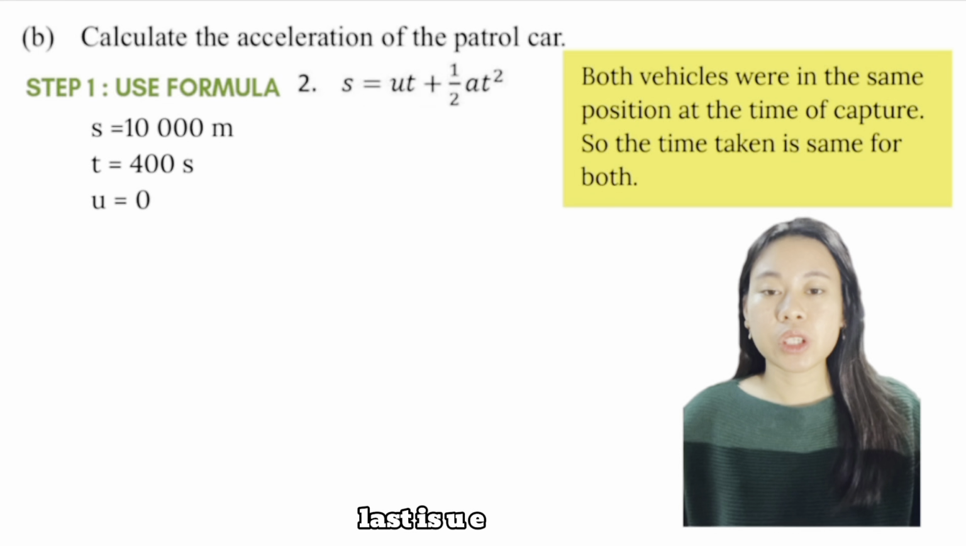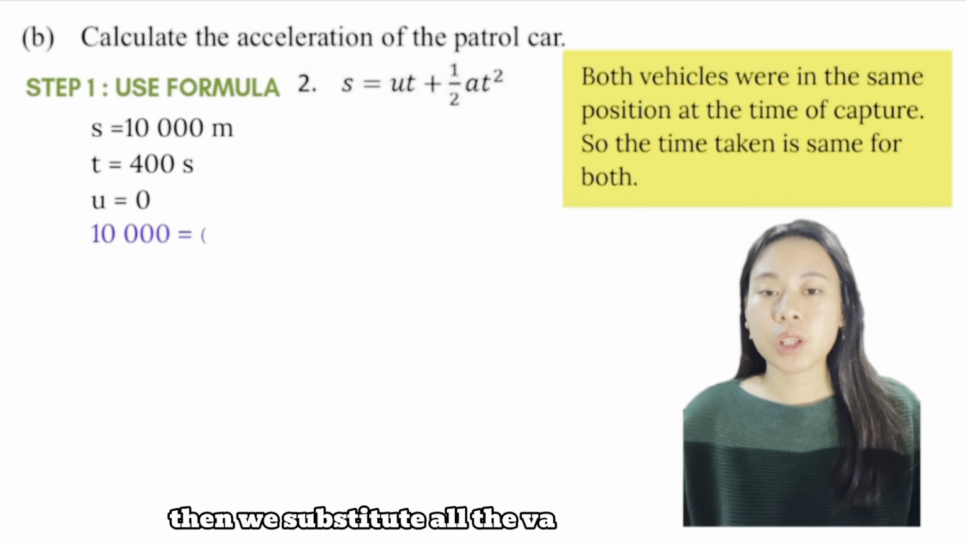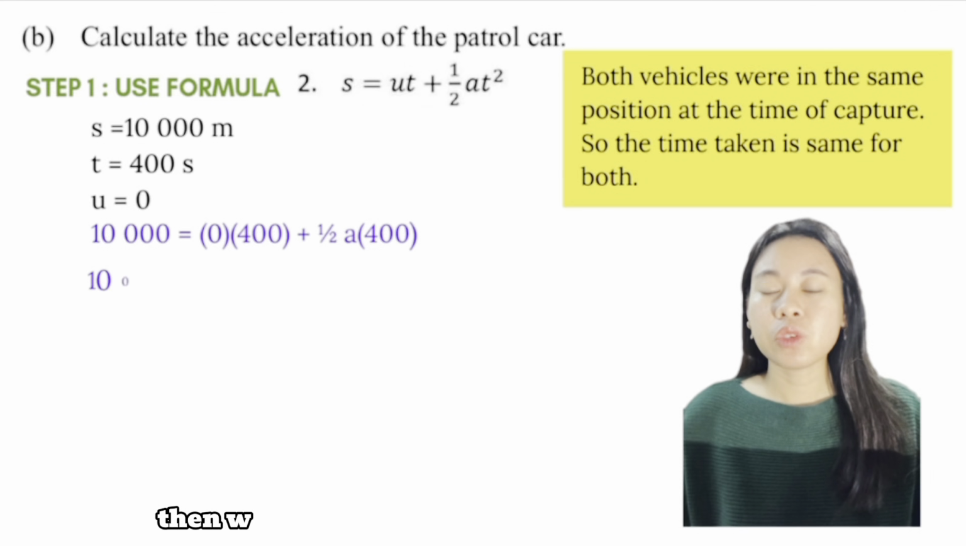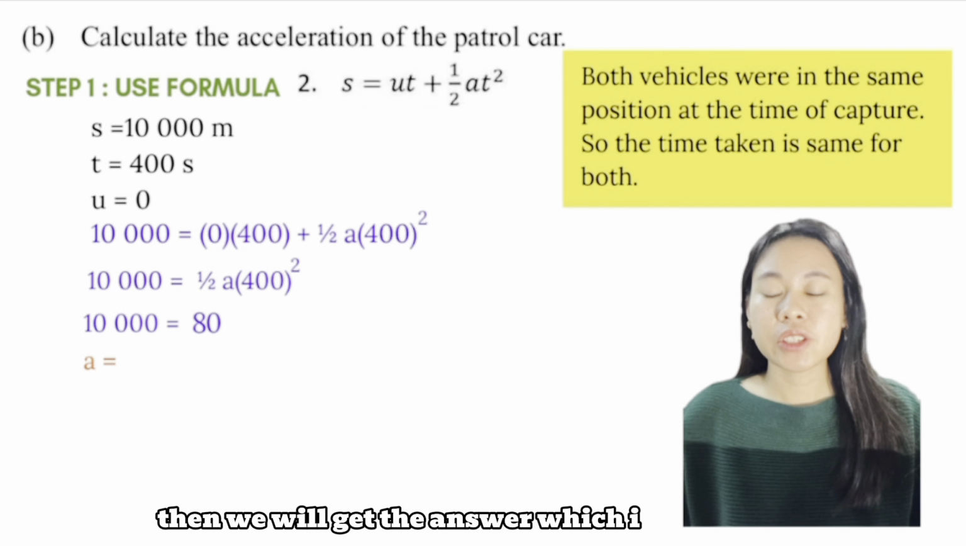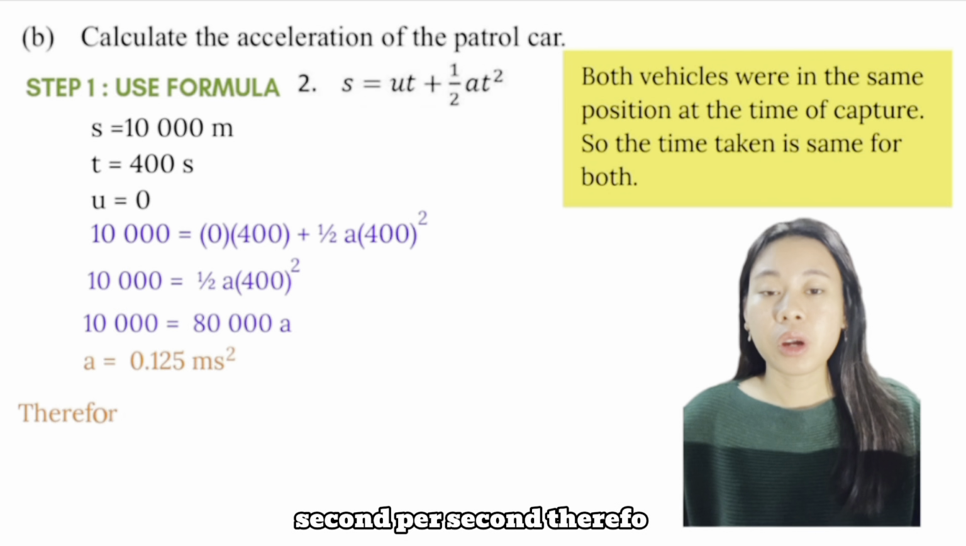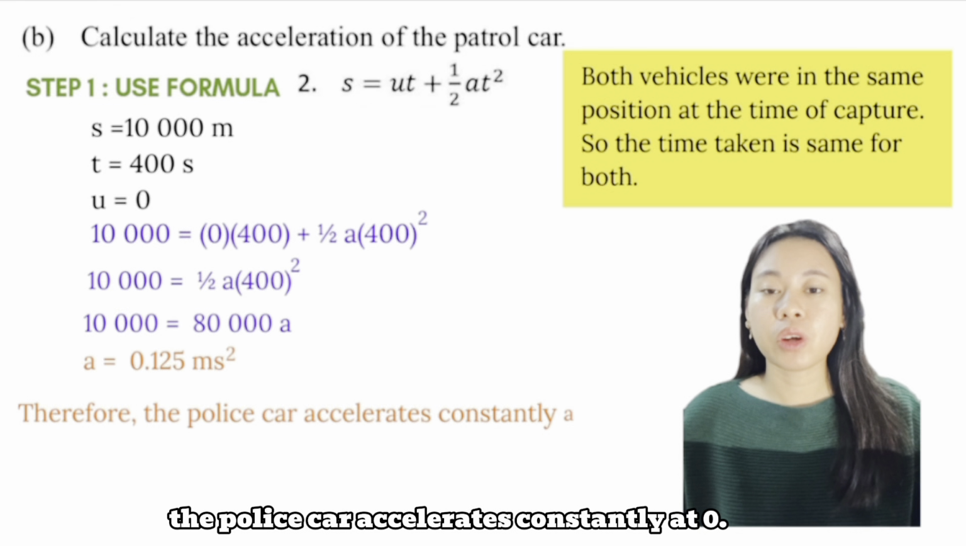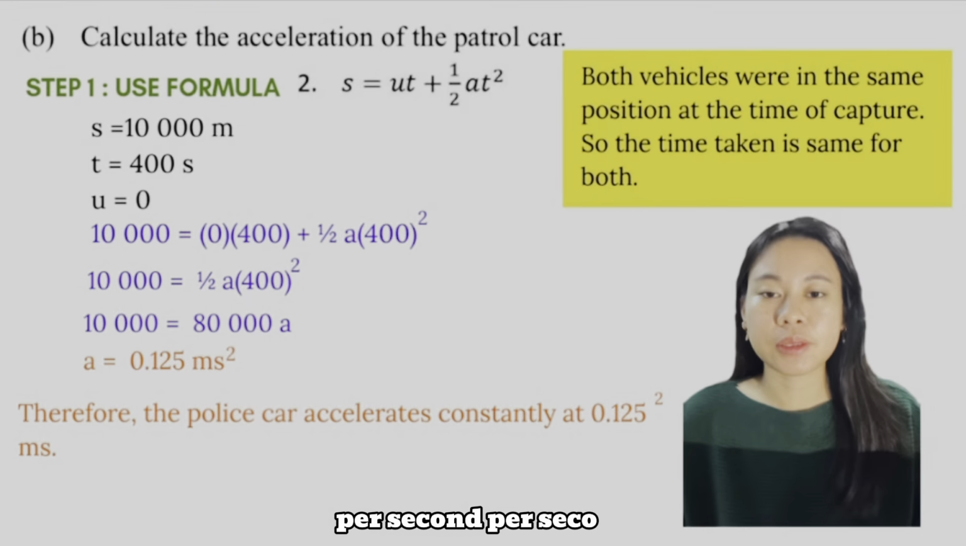Last is u equals 0. Then, we substitute all the values in the formula. Then we will get the answer, which is 0.125 meters per second squared. Therefore, the police car accelerates constantly at 0.125 meters per second squared.